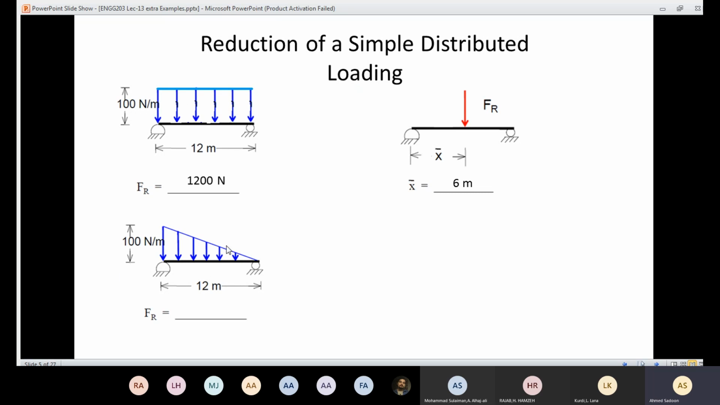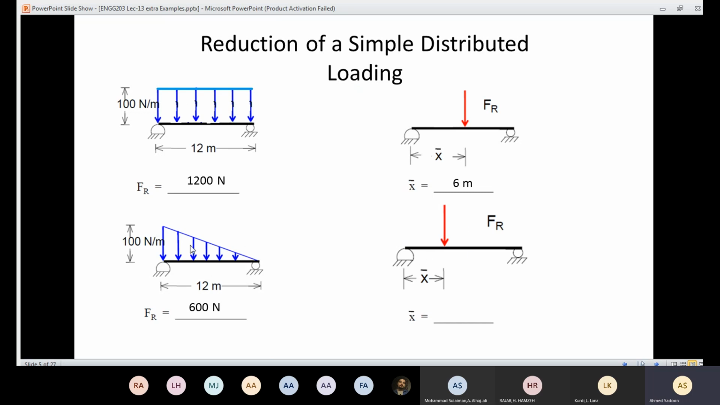So we are going to evaluate the area here. The area is going to be half times the base, which is 12, times the height, which is 100. So we are going to have 6 times 100, which is 600 Newton. Also, we need to know the location. So the location is going to be somewhere here.